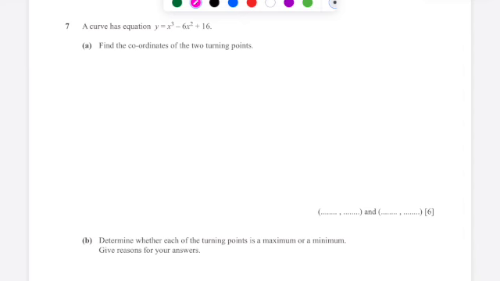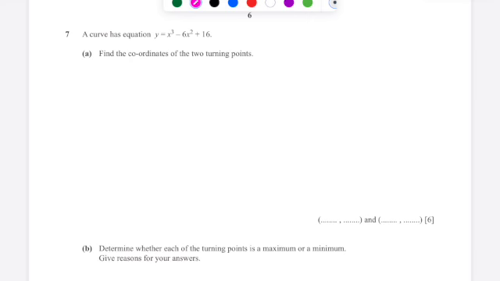Question number 7. The curve has an equation. Find the coordinates of the two turning points. So whenever the word turning points comes, dy by dx should equal 0. So dy by dx equals 3x square minus 12x plus 0. So that should equal 0.